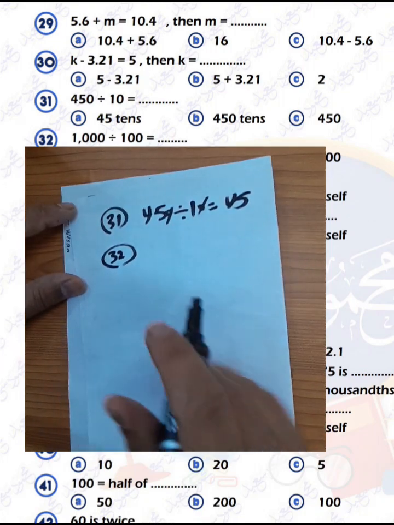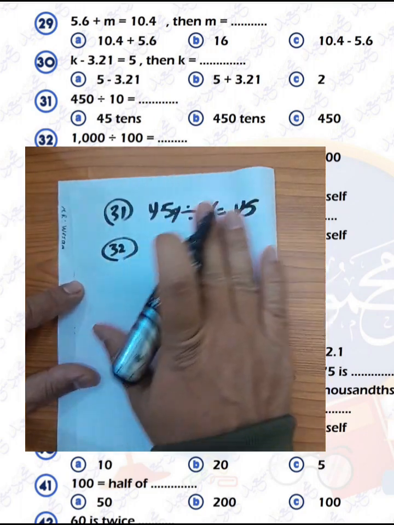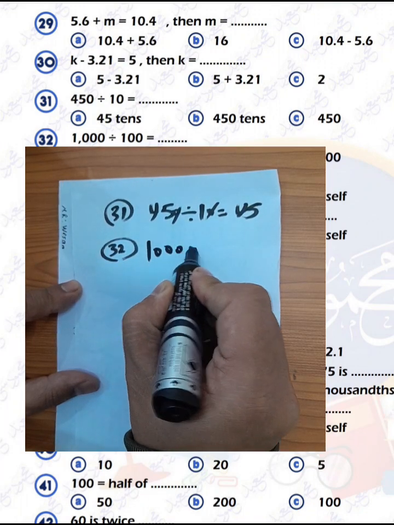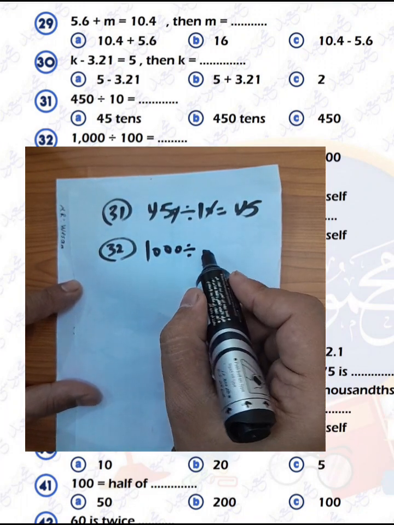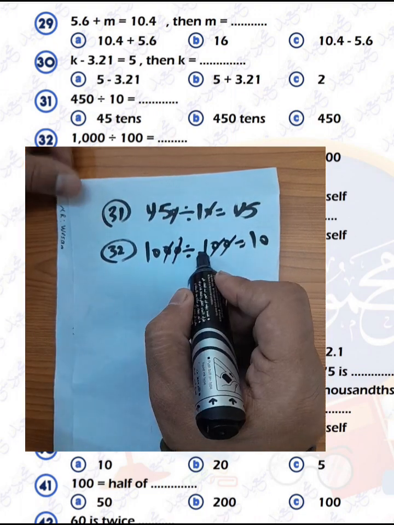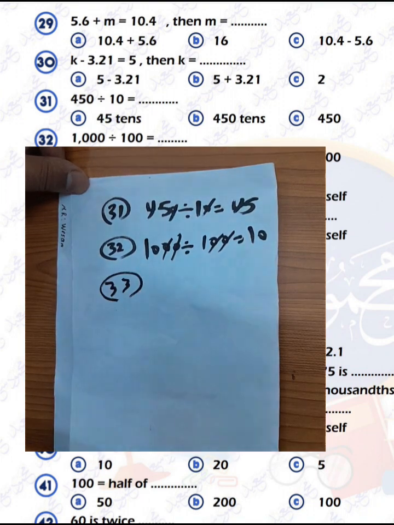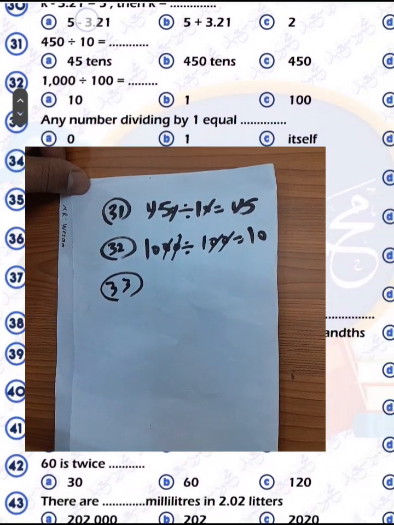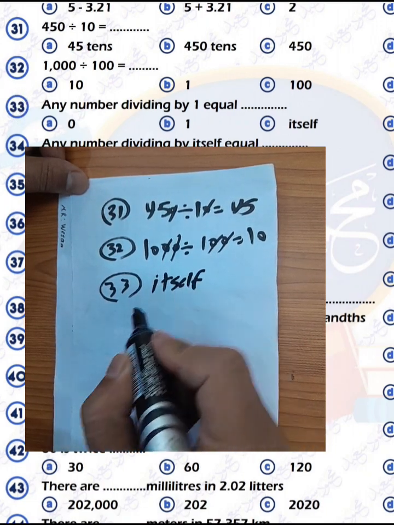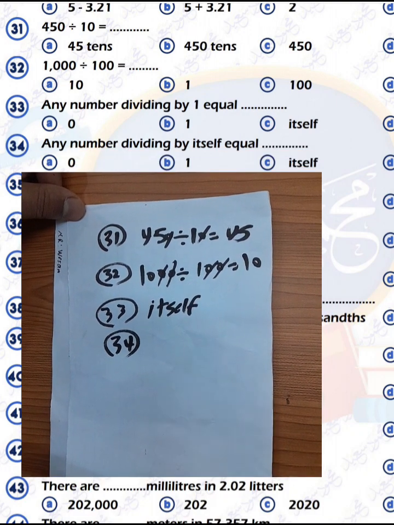Question 32. 1,000 divided by 100 will be 10. Cancel double 0 by double 0. 10 divided by 1 will be 10. Question 33. Any number divided by 1 will be itself. Question 34. Any number divided by itself will be 1.